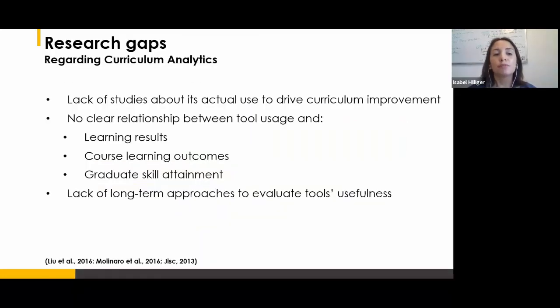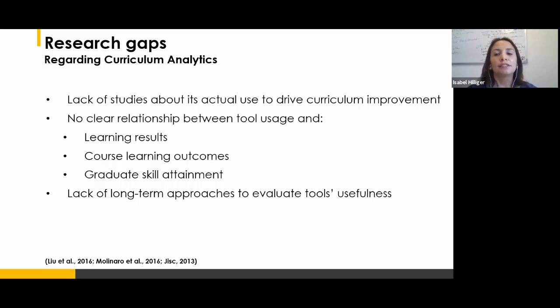However, there are some research gaps regarding this curriculum analytics field. There is a need for more studies regarding the use of these tools and how the use of these tools actually drives curriculum improvement, how the information that these tools provide informs renewal strategies.